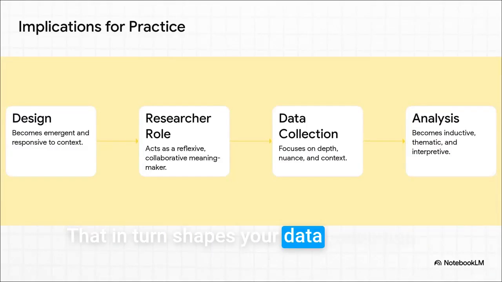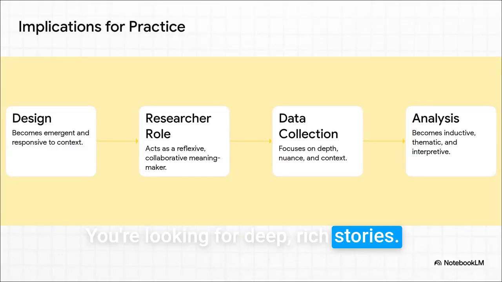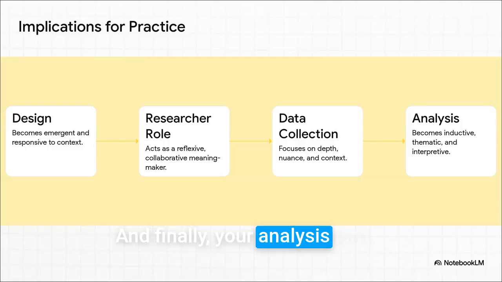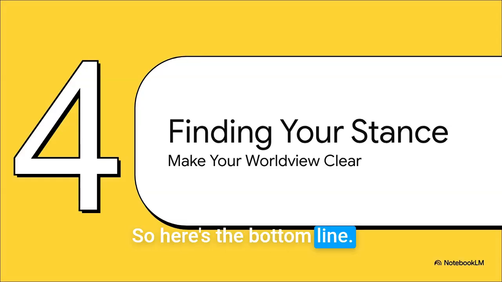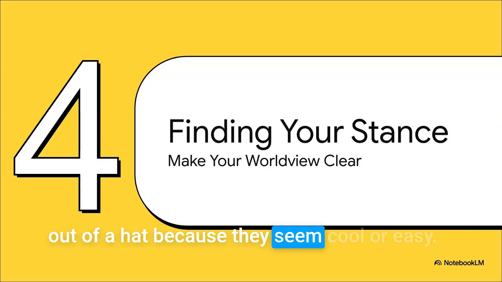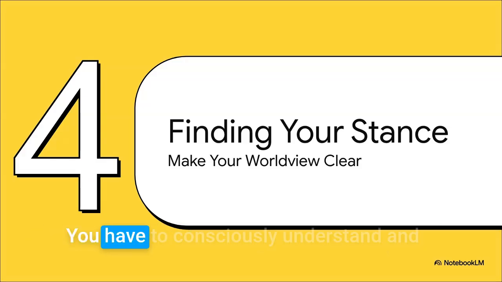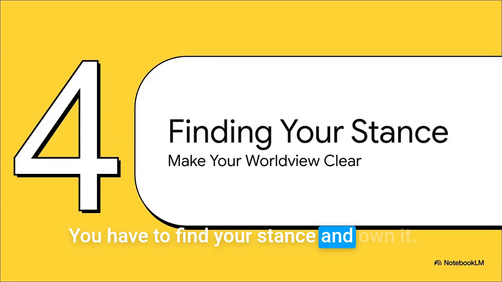That, in turn, shapes your data collection. You're not looking for numbers, you're looking for deep, rich stories. And finally, your analysis isn't about proving a hypothesis. It's about listening to those stories and letting the themes emerge on their own. So here's the bottom line. As a researcher, you can't just pick your methods out of a hat because they seem cool or easy. You have to consciously understand and choose the paradigm that's guiding you. You have to find your stance and own it.